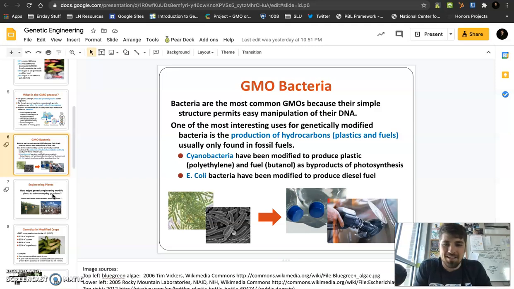We're pretty complex. And so one of the most interesting uses for genetically modified bacteria is the production of hydrocarbons, plastics, and fuels, which are usually only found in fossil fuels. So we use these bacteria to produce different things. If you look here, there's two examples. E. coli is a bacteria that we've actually modified to produce diesel fuel, which is kind of crazy to think about. But when you're talking about fossil fuels, things that aren't unlimited, we can produce that same product by using a living thing in bacteria.